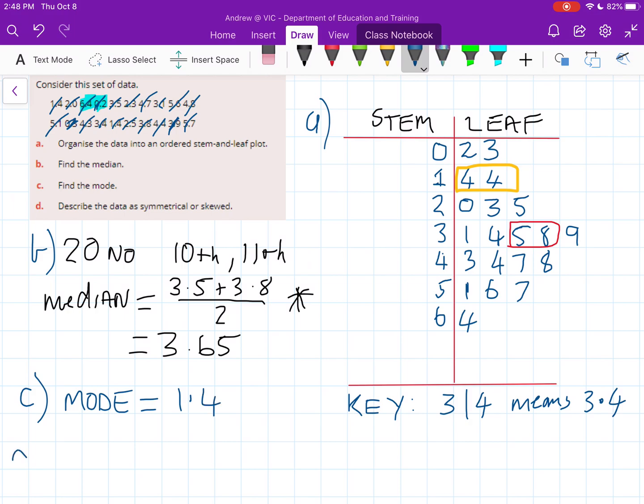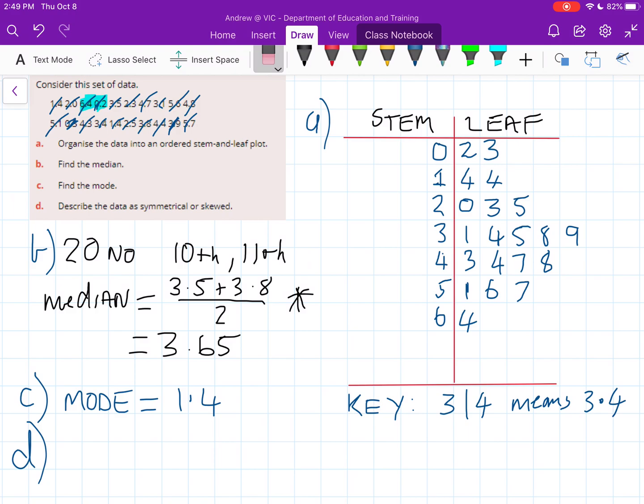Then finally, this idea of describe the data as symmetrical or skewed. So this means, and this is why it's good to order as a stem and leaf, if most of the data is down one end or the other, that means it's skewed. So if it's approximately an even amount on one side to the other from the middle, this means it's symmetrical. So I'm just going to hopefully erase what I've done here.